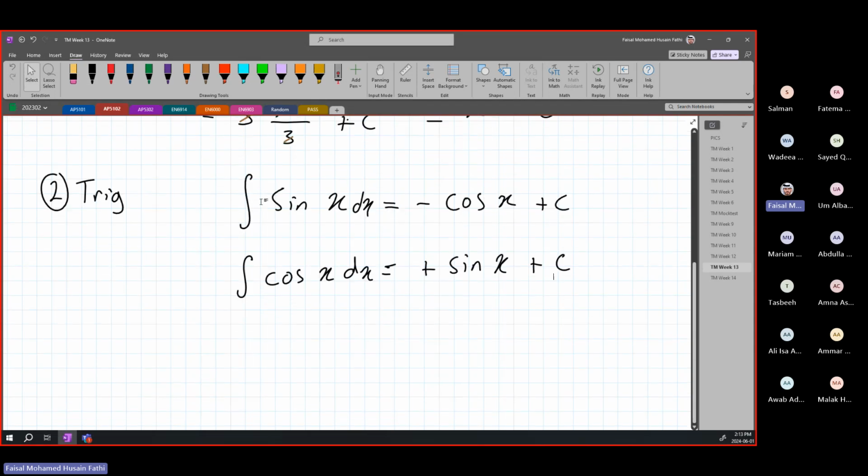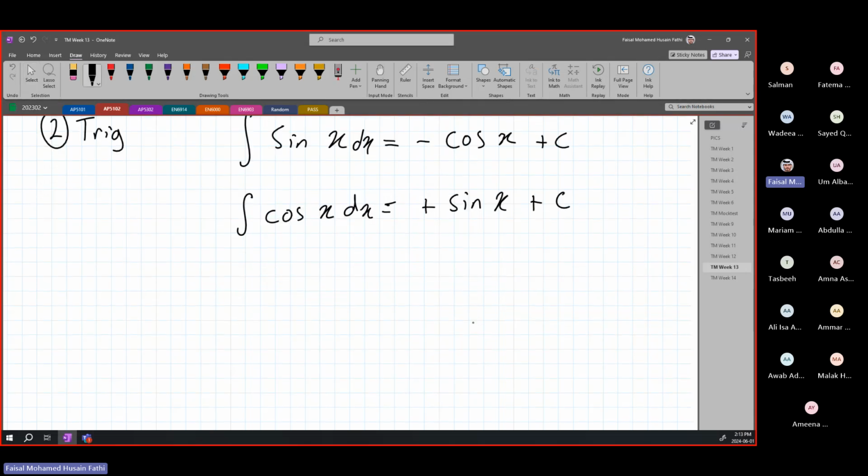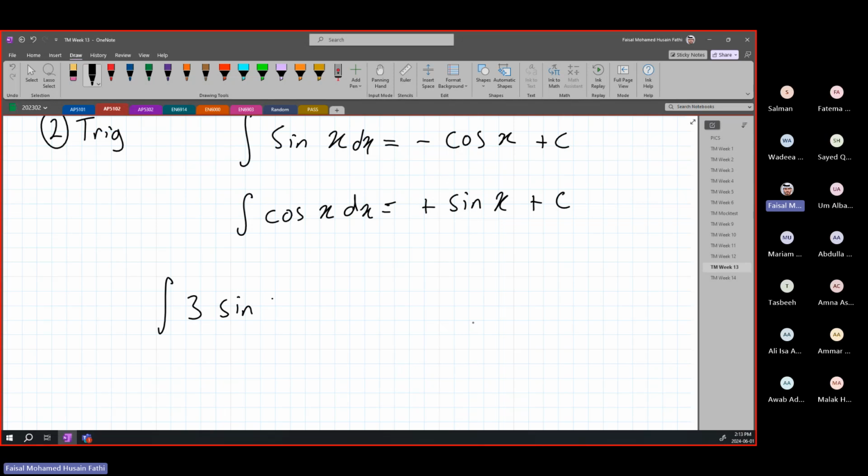Remember, integration is the opposite of differentiation. So when we used to differentiate sine, we would get cosine as positive, and cosine would give negative sine, but we are doing the integration, so the signs are going to be opposite. But these are simple equations. What if we have something like 3 sine of 3x dx? What if we want to integrate here?